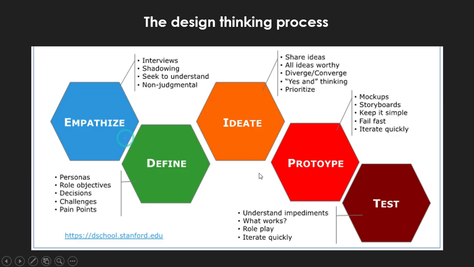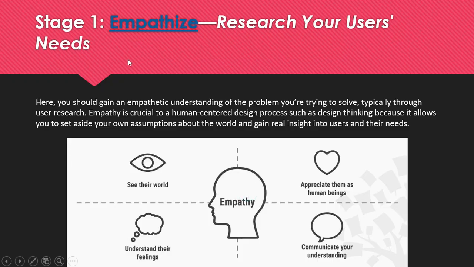So let's move on and explain each of these stages further. At the first stage, the empathize stage, you have to research your users' needs. So you have to understand the users. Let me read this. Here you should gain an empathetic understanding of the problem you are trying to solve, typically through user research. As you can see, you have to research your users to understand the problem. Empathy is crucial to a human-centered design process, such as design thinking, because it allows you to set aside your own assumptions about the world and gain real insights into users and their needs.